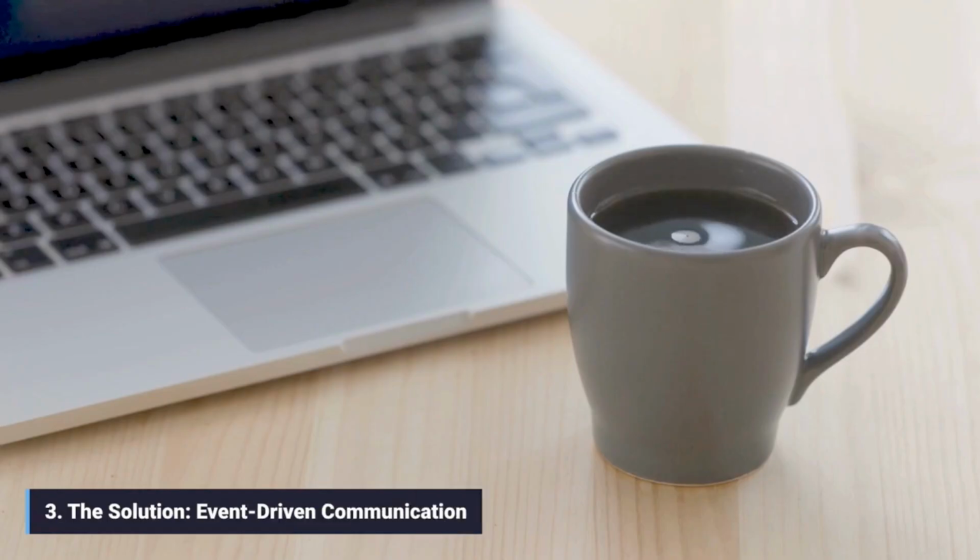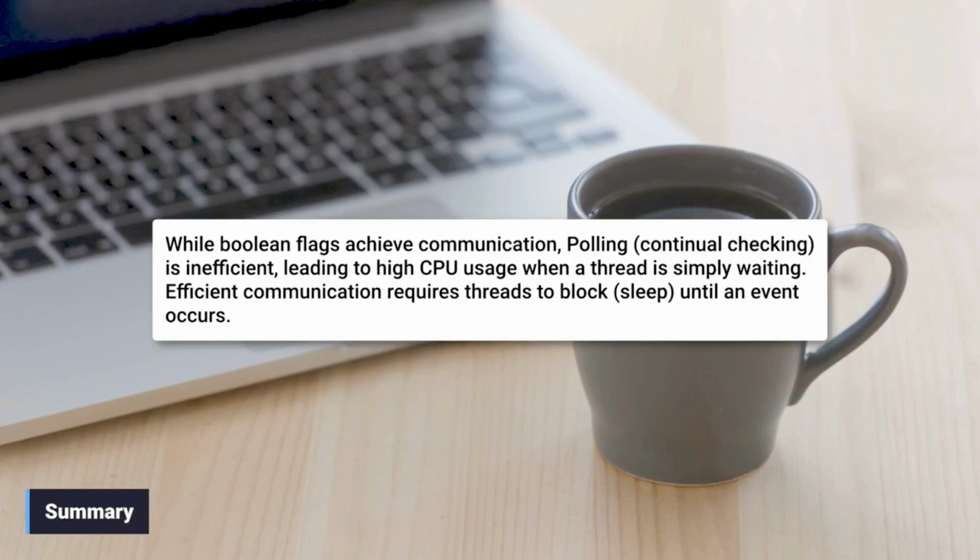It is an inefficient use of resources because the thread is active but not performing meaningful work until the flag changes. 3. The solution: event-driven communication. The goal should be for the waiting thread to consume 0 CPU resources until the event happens. Instead of polling, we use a mechanism where the thread can explicitly go to sleep and be woken up only when another thread signals the event. This is the wait and notify pattern, which maybe we will see next.